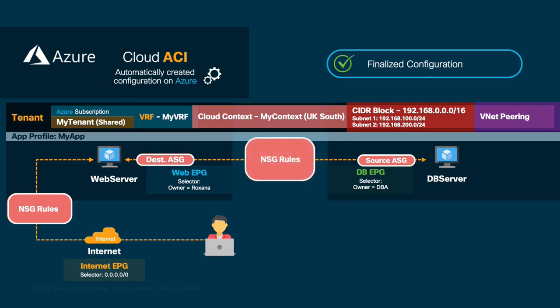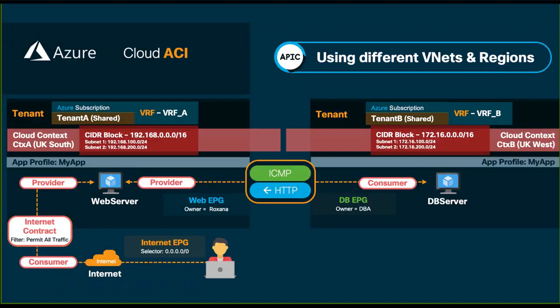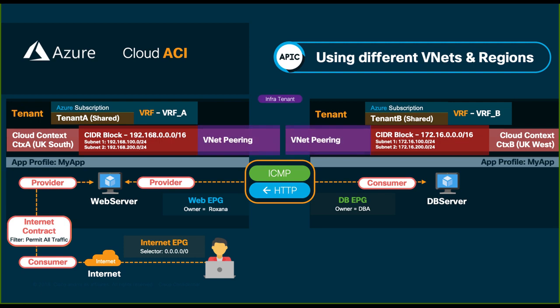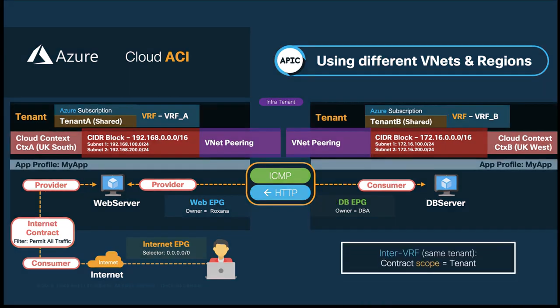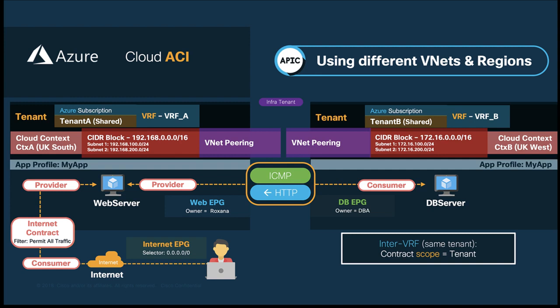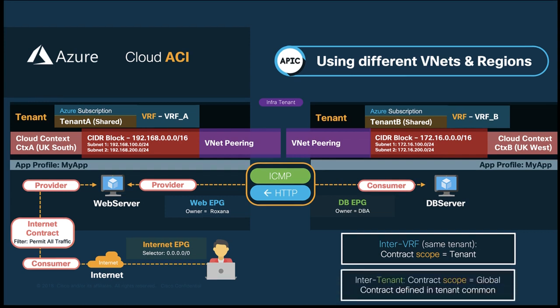However, you might be wondering, what changes if I have to communicate multiple tenants, regions, or VNets? Well, the great news is that it all stays pretty much the same. You just have to account for different CIDR blocks and subnets for each VRF or tenant and define contracts that have a tenant or global scope depending on your need. If you need a single tenant and multiple VRFs, a tenant scope contract should do. However, if you want to communicate different tenants, just build your contract in the common tenant and define its scope to be global. The rest stays exactly the same and is fully automated as well.